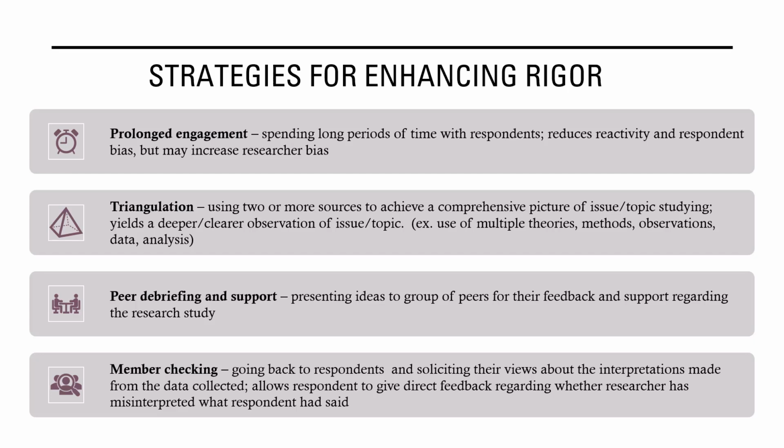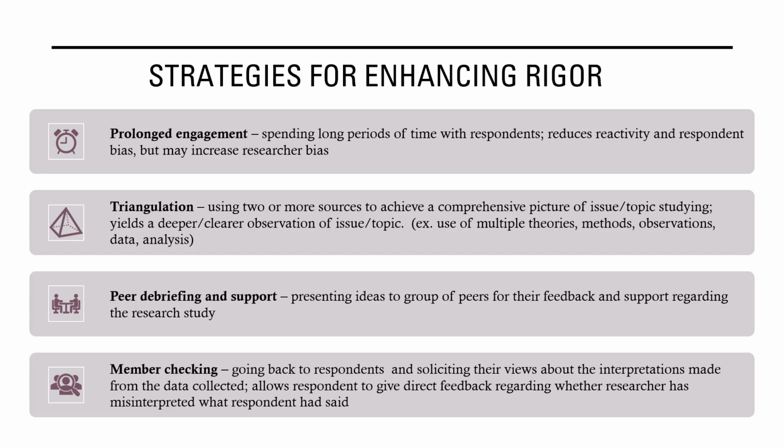Researchers will often use triangulation as another strategy to enhance rigor within their studies. And this is when you use two or more sources to get a more comprehensive picture of the issue or the topic that you're studying. For example, if I'm trying to investigate the experiences of individuals living with HIV/AIDS, I may want to talk to the individuals who are experiencing HIV/AIDS, as well as get the perspectives of others who bring a different viewpoint, such as their caregivers or their family members or community members.